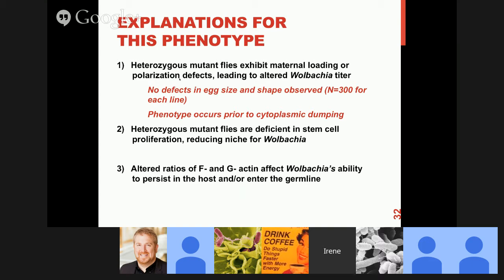So this phenotype of these aggregates of Wolbachia being kind of stuck in region 2 would be prior to any effects of cytoplasmic dumping. So we did not prefer this as an explanation to our data.